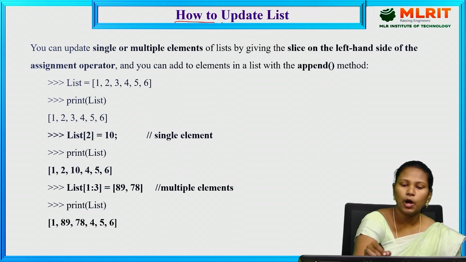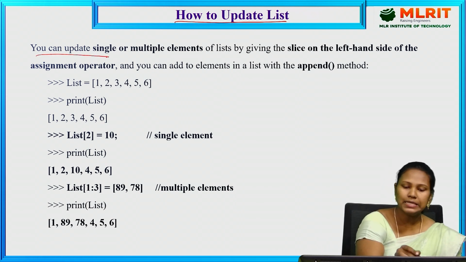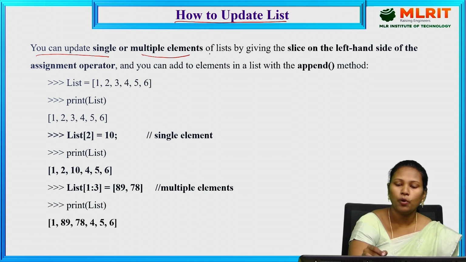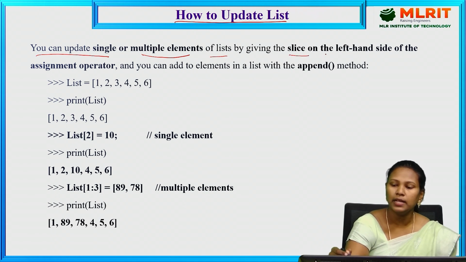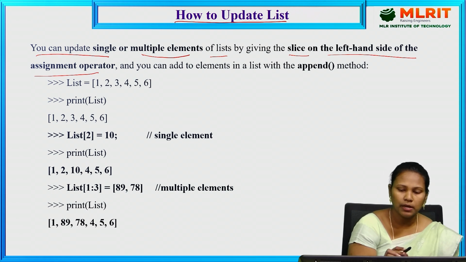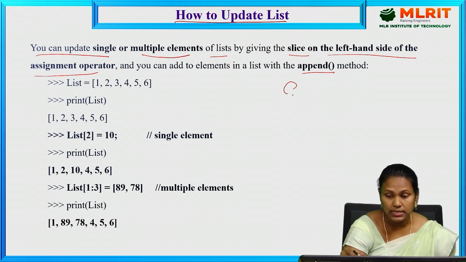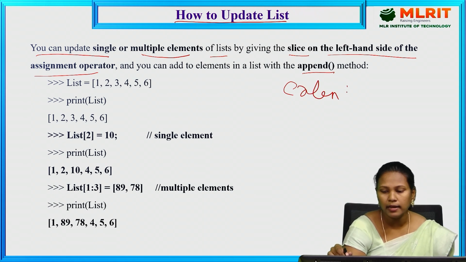The next one, how to update a list. If you want to add elements or remove elements in the list, it is possible. You can update single or multiple elements of a list by giving the slice on the left hand side of the assignment operator. We can also add elements with the help of the append method and the extend method.